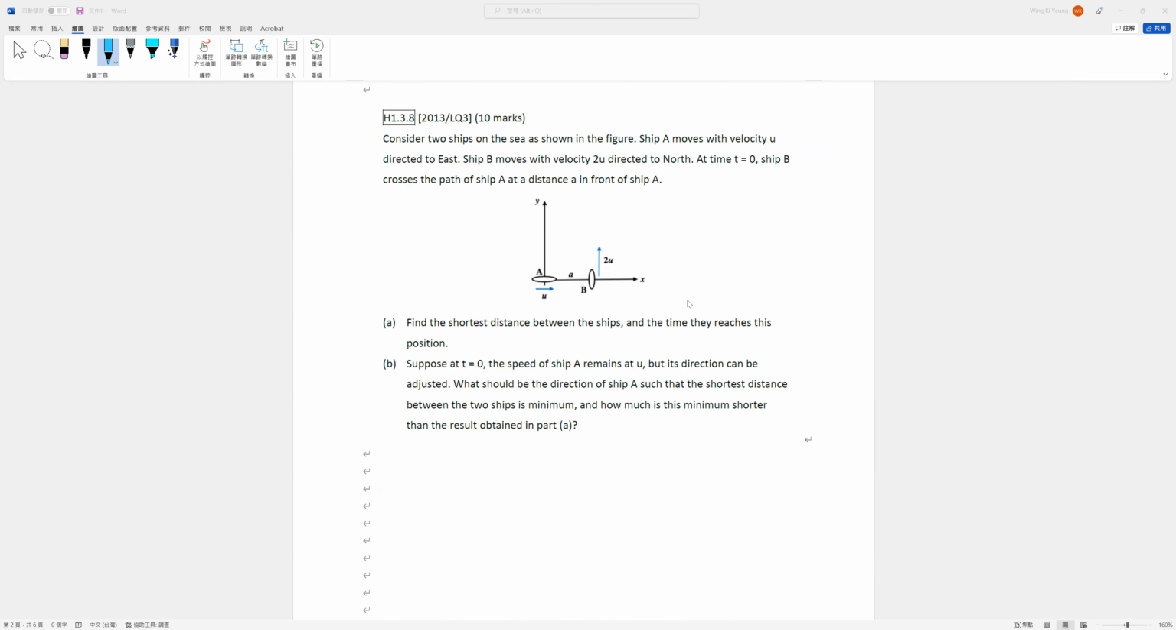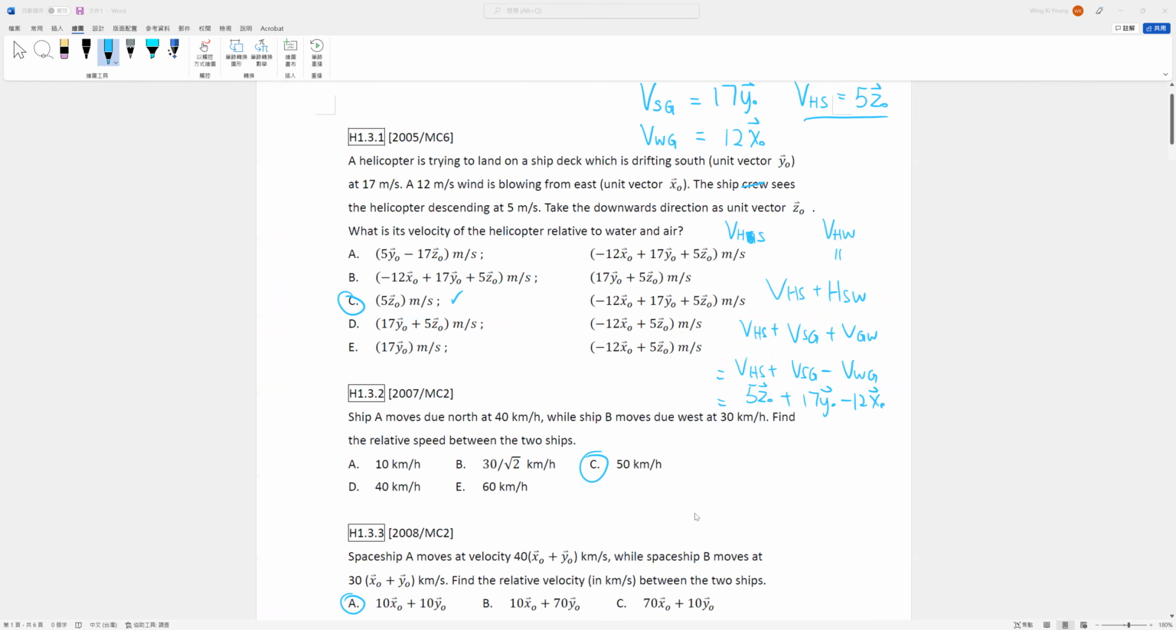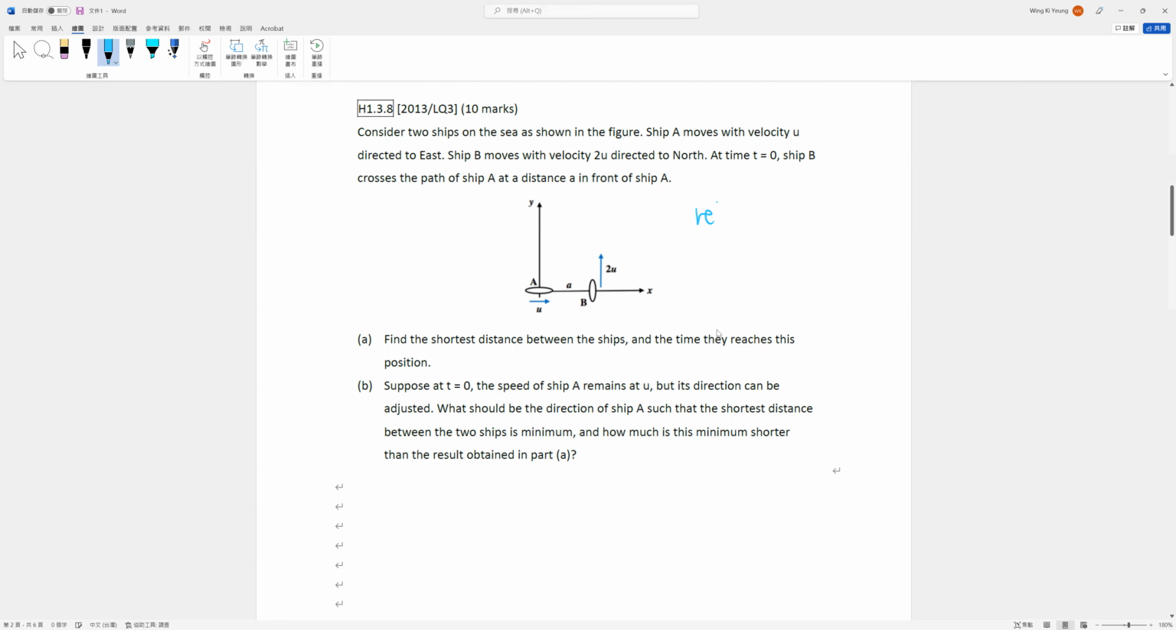To find the shortest distance between the ships, we use relative motion. Let me consider the motion relative to A. If you say relative to A, that means you consider A is at rest. Then the velocity of B relative to A will be 2u minus the vector u. So it should be somewhere here. And the ship B will just move at constant velocity relative to A.